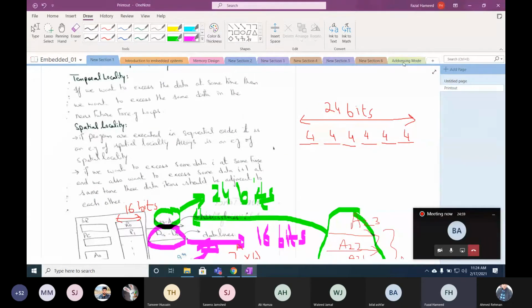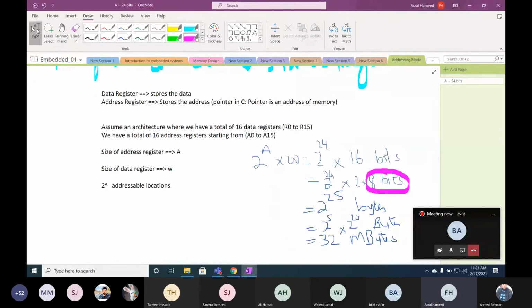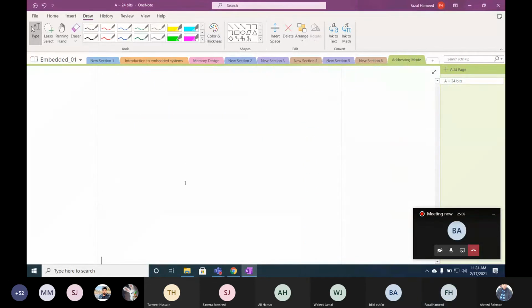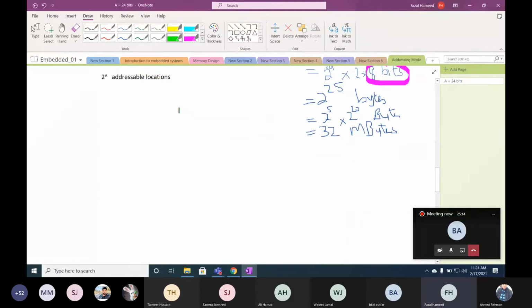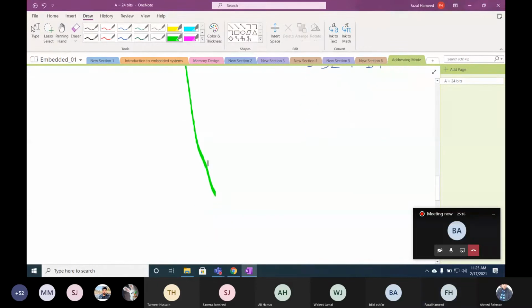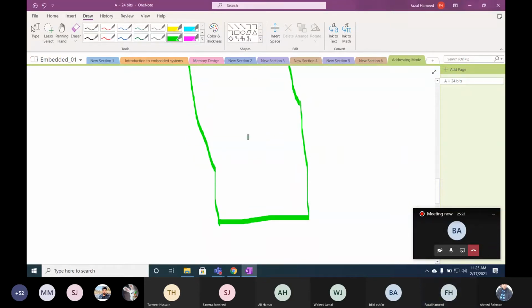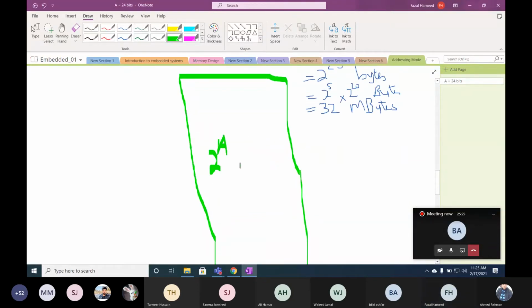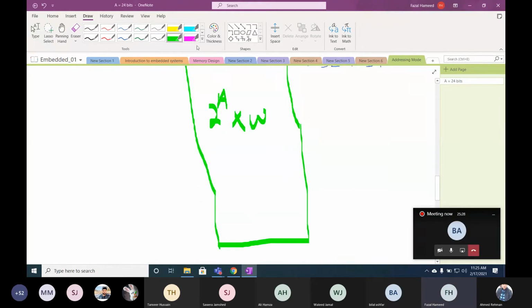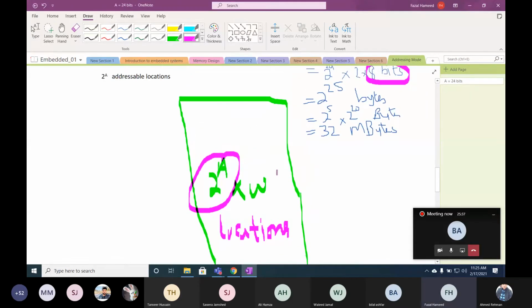Now, if you look at the memory, how many address lines are there? 8 address lines. How many addressable locations are there? 2 to the power A, times W. So 2 to the power A is the number of addressable locations. What will be the first address? Tell me.